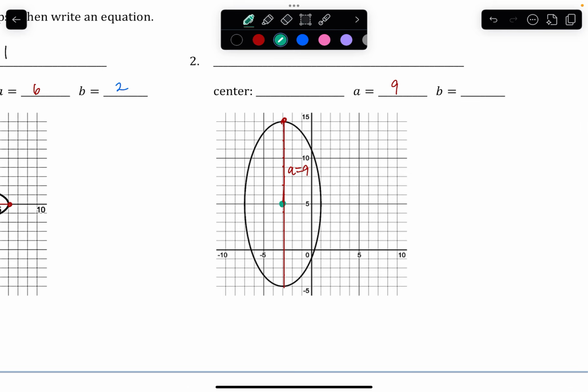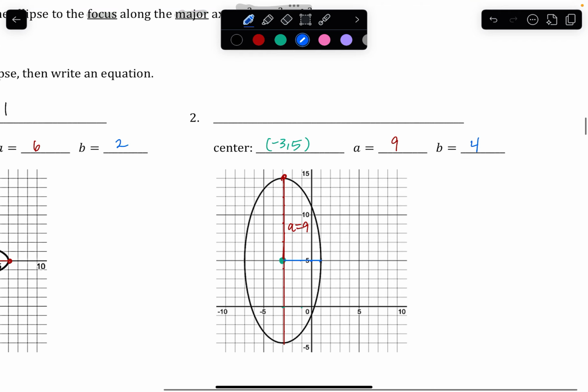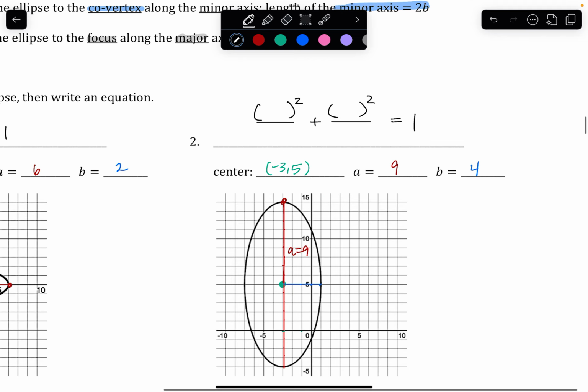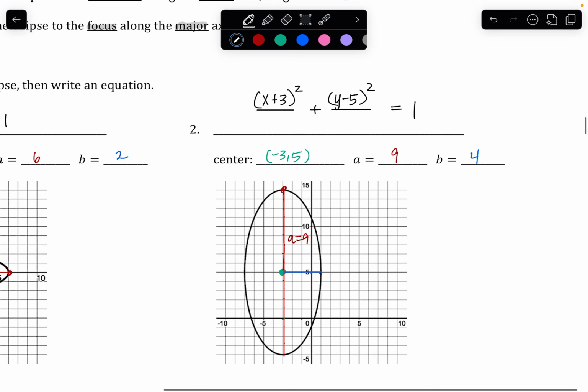And then my center is -3, +5. And then our B value is going to be the horizontal radius, which looks like 1, 2, 3, 4. Okay, and so for our equation, I do fraction bar plus fraction bar equals 1. Then do your parentheses squared. And so my center is at x equals -3, so I'm going to see an x plus 3 inside the parentheses, and then a y minus 5 for the y coordinate.